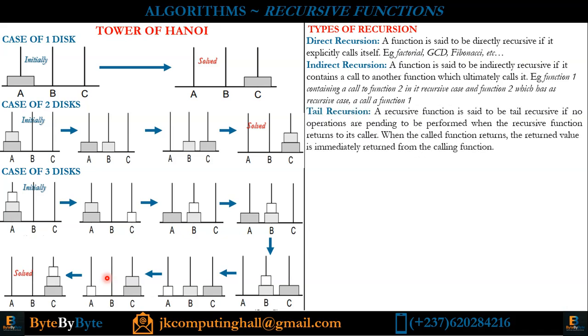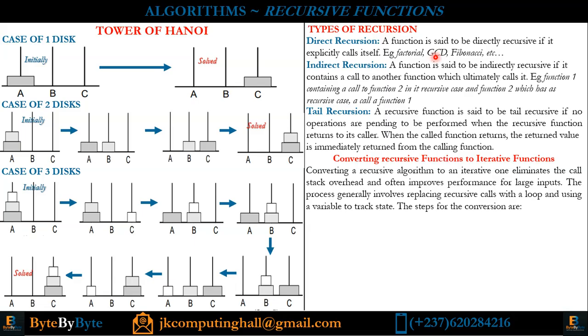A recursive function is said to be tail recursive if no operations are pending to be performed when the recursive function returns to its caller. When the called function returns, the return value is immediately returned from the calling function. Like the GCD. Realize that for the factorial, when I return, there is a multiplication that is performed. Same thing for Fibonacci, I am summing. But for GCD, there is no value which must be operated with the recursive case. It is only the parameters that are changing. So we can consider the GCD to be a tail recursion. Now we said when the called function returns, the return value is immediately returned from the calling function.